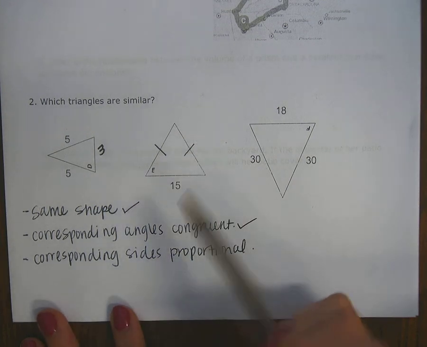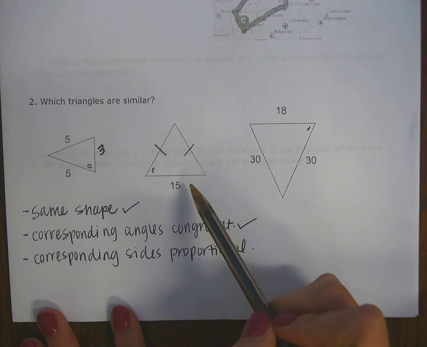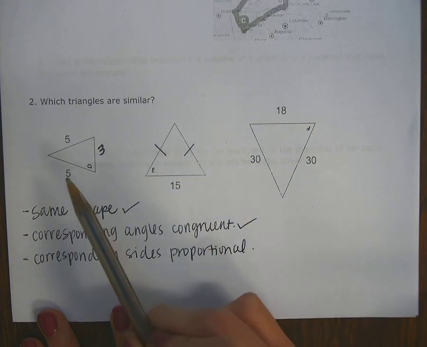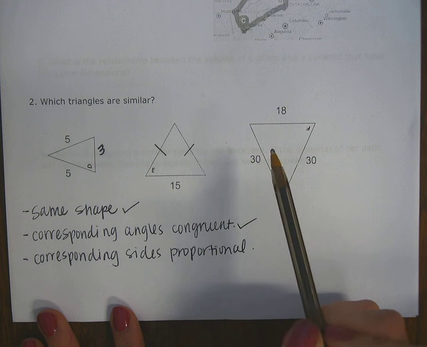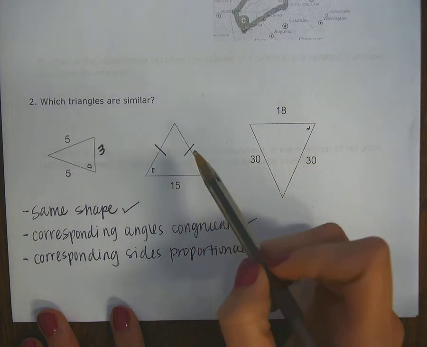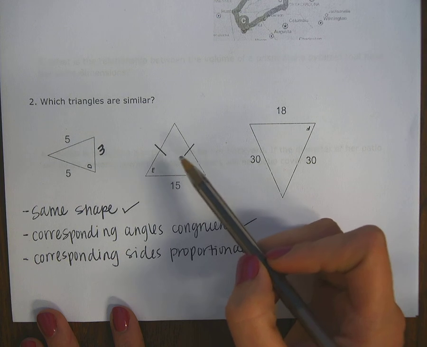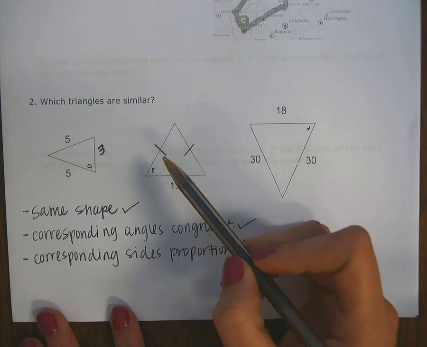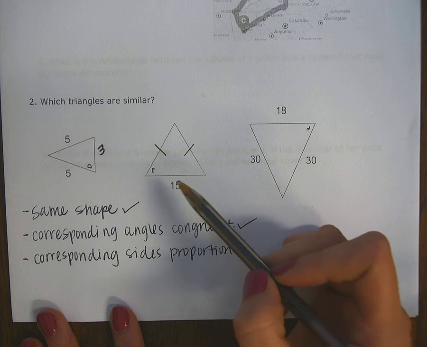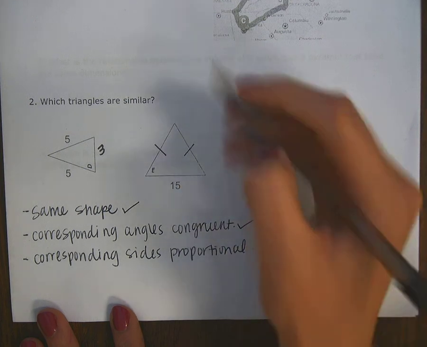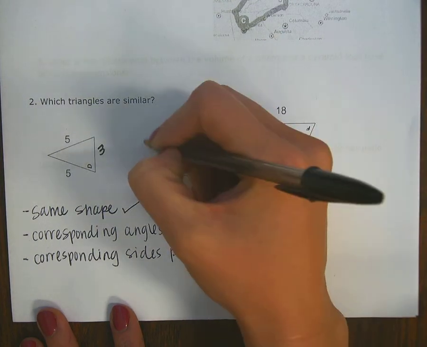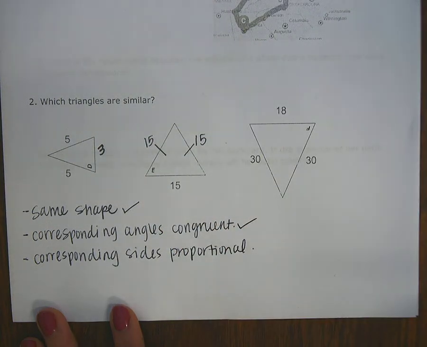So let's look at this triangle for a second because it's the only one that doesn't list all 3 side lengths like the other 2. But if we look at these markings here, that tells us that these 2 are equal. So that means it's the same as this side length, which is 15. So we could go ahead and label these 2 15. Okay, so let's set up our proportions to test this out.